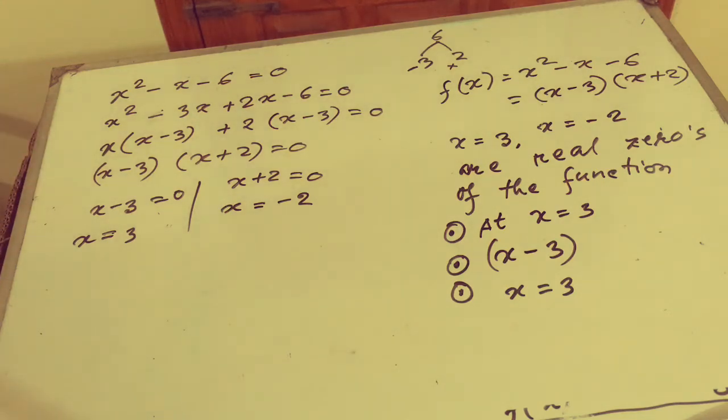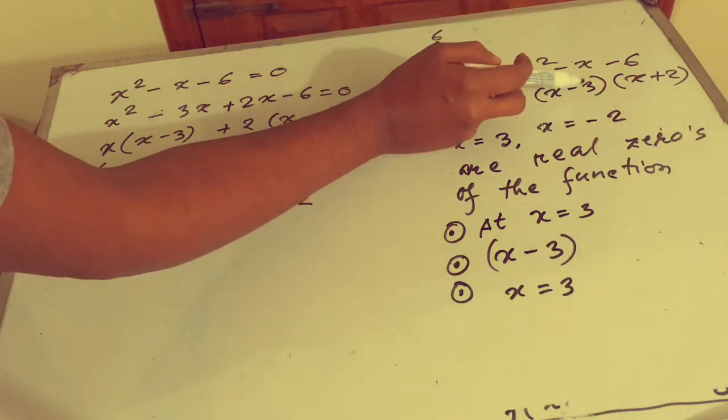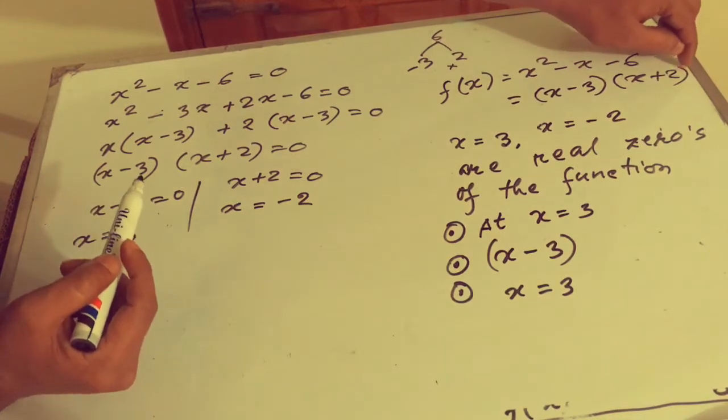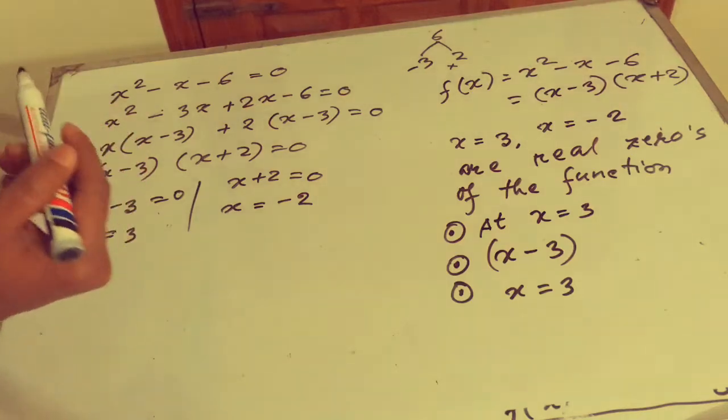Now what is the multiplicity? Multiplicity is basically the power of this factor. So the power of this factor is 1 and the power of this factor is 1. So the multiplicity for this quantity is 1, multiplicity for this quantity is 1.